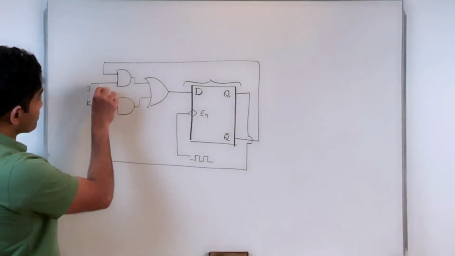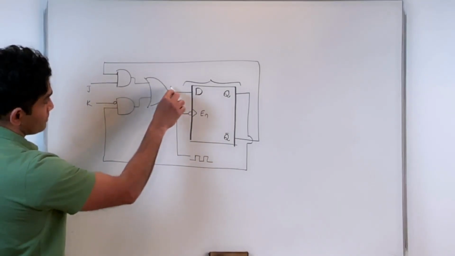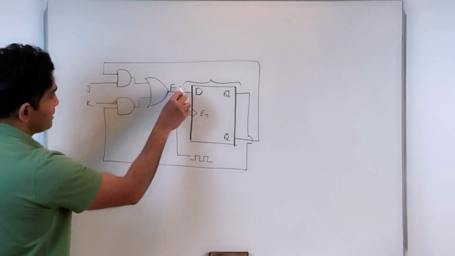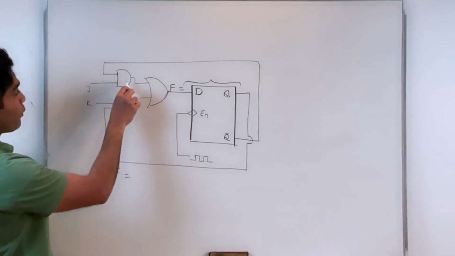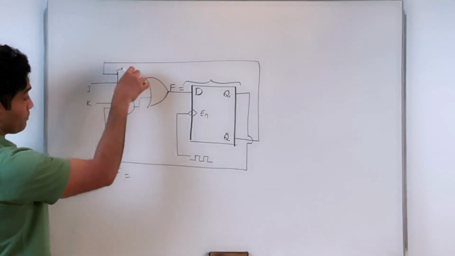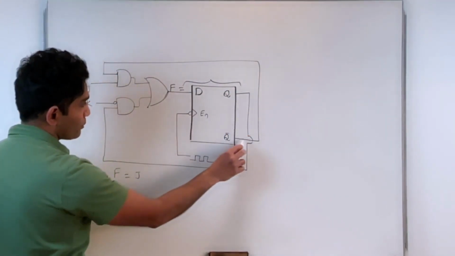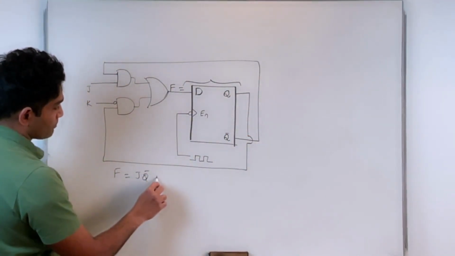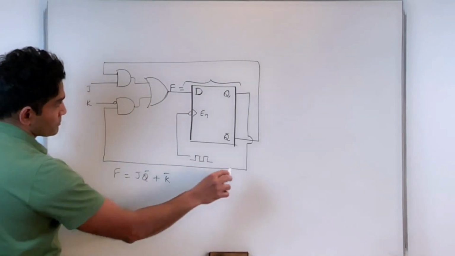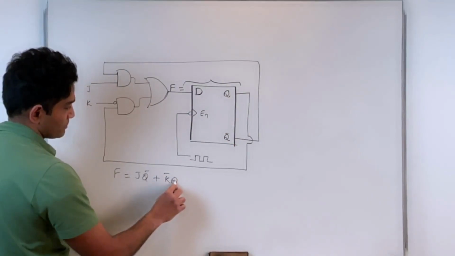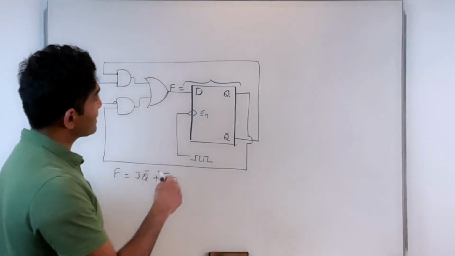I have two new inputs, J and K, and I would express my D, because the output of this combinational block F, let's say, is nothing but D. And what is F here? If I follow the inputs, what I have is J Q prime plus K prime Q. That's it. And I know how the D flip-flop works, and we derived this in the last class.